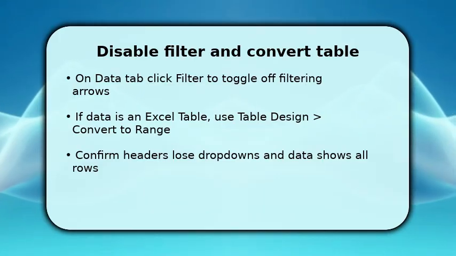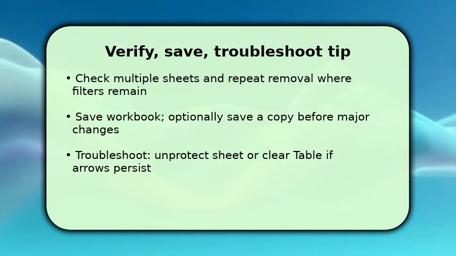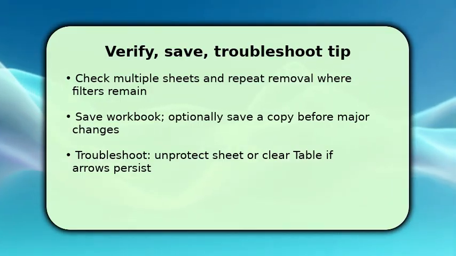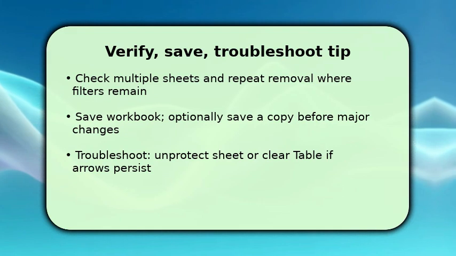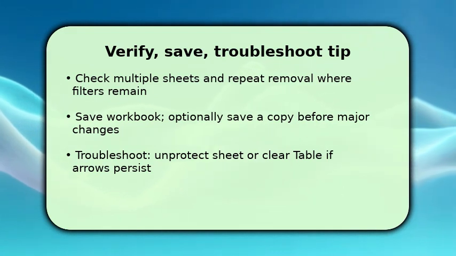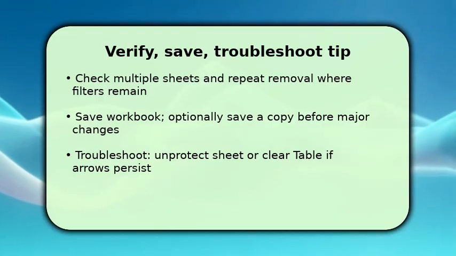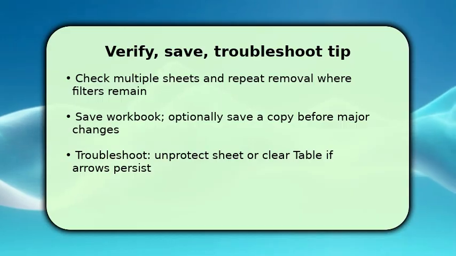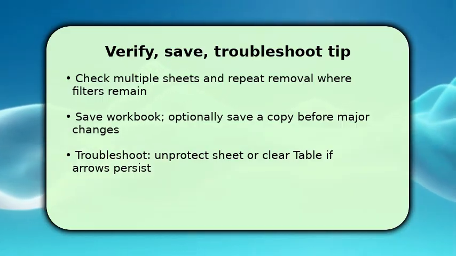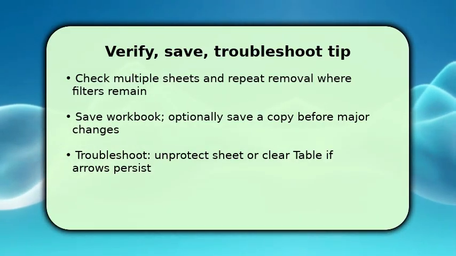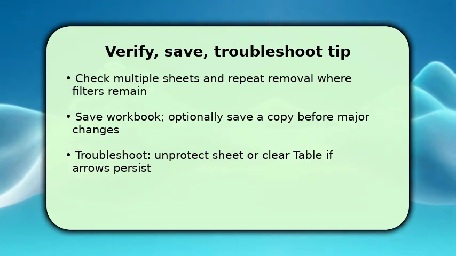Scan other worksheets for leftover filters and repeat the removal steps where necessary, then save the workbook to preserve the change. If drop-down arrows persist, check whether the sheet is protected or whether the object is still an Excel table. Unprotect the sheet or convert the table to a range and try again. If filtered rows still hide, use Data Clear to remove active filter criteria before toggling filter off, and then save a copy for safety.